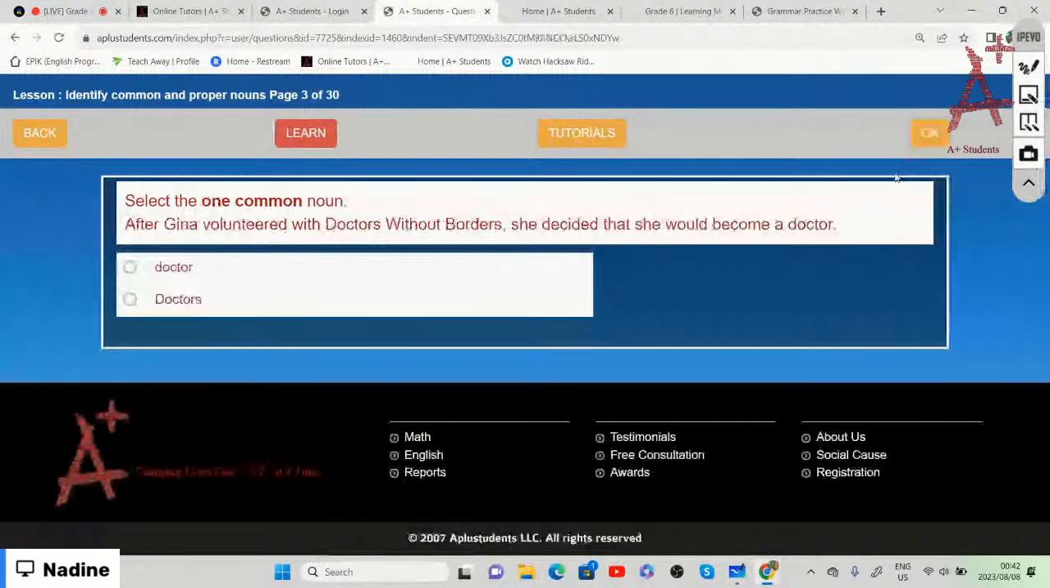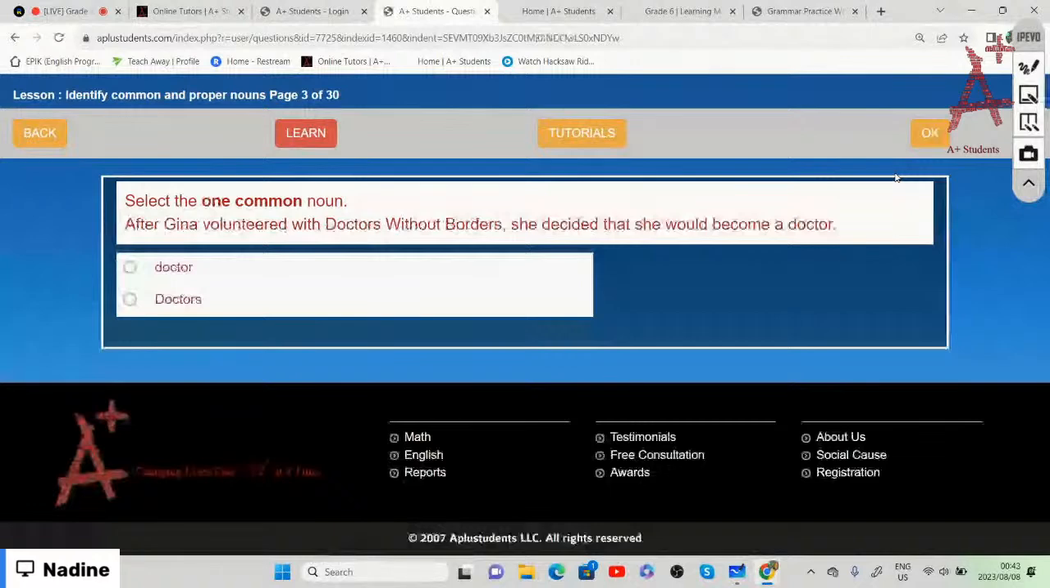The next one is: After Gina volunteered with Doctors Without Borders, she decided that she could become a doctor. Right? So now we need to select the one common noun. Is it doctor or is it doctors? So we need to choose the correct common noun within that sentence.